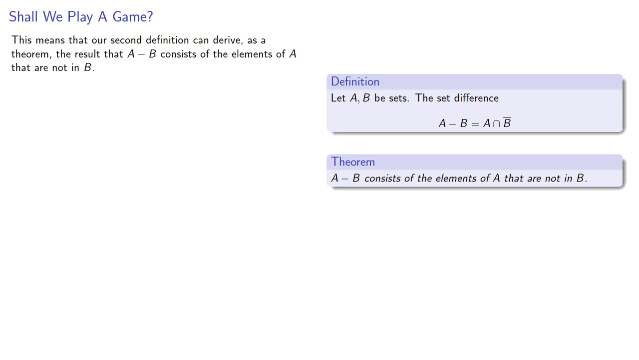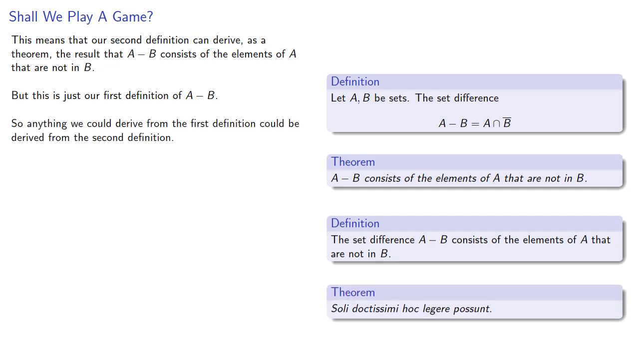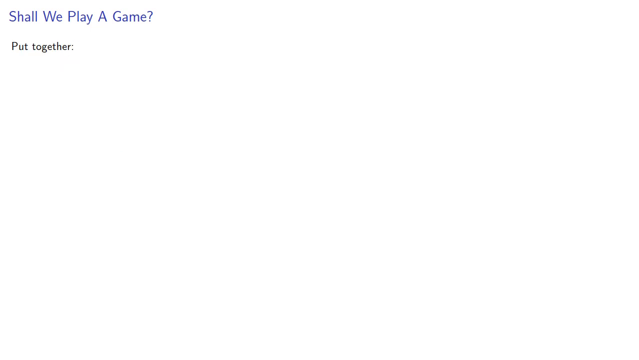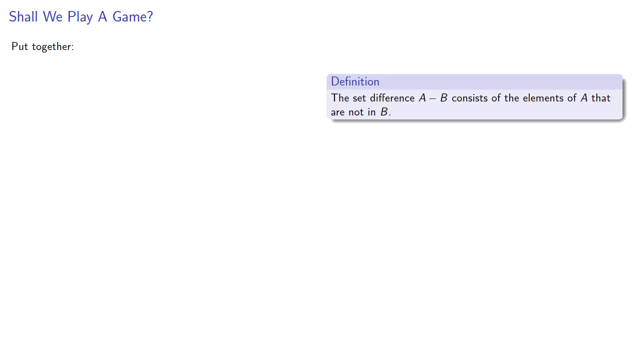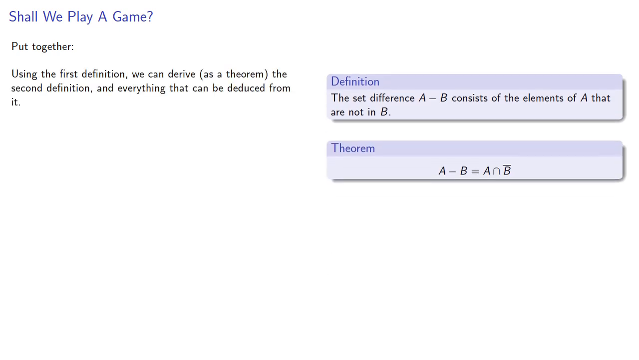And this means that our second definition can derive as a theorem the result that the set difference consists of the elements of A that are not in B, but this is just our first definition of A minus B. So anything we could derive from the first definition could be derived from the second definition. Put together, using the first definition we can derive as a theorem the second definition and everything that can be deduced from it. So the first game includes the second game.